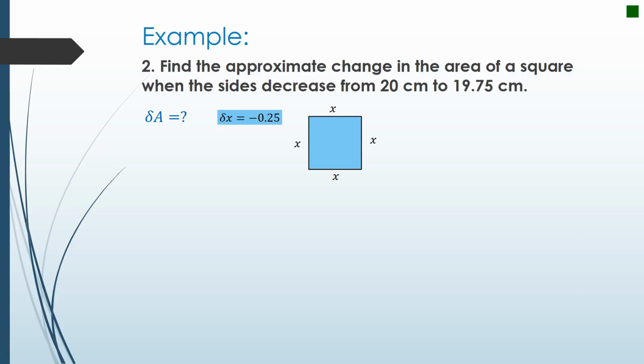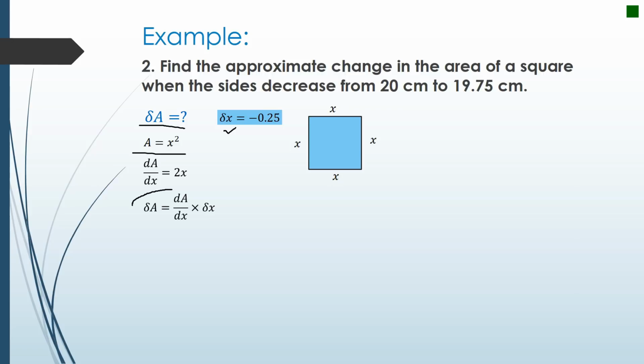According to the question, we know that the side decreases, so that means the small change in x will be negative 0.25. Since we want to find delta A and we know delta x, we need a relationship between the area and the side. We know that A equals x squared. By differentiating A with respect to x, we get dA/dx equals 2x.